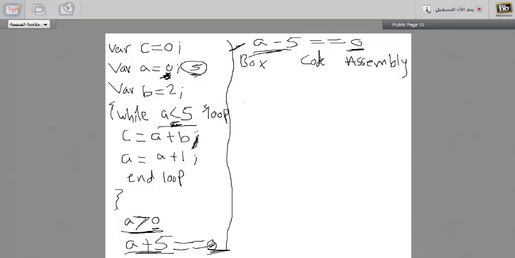Let's look at the programming approach. Forget about this now, forget about the second method. Let's talk about the first one. The second one is also important, but think about it at home. So let's stick to the first one now.